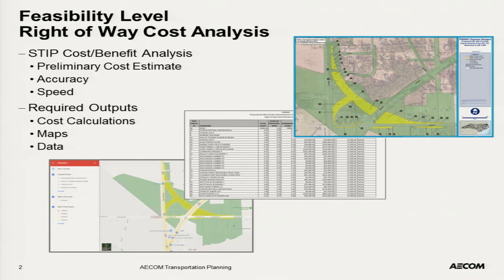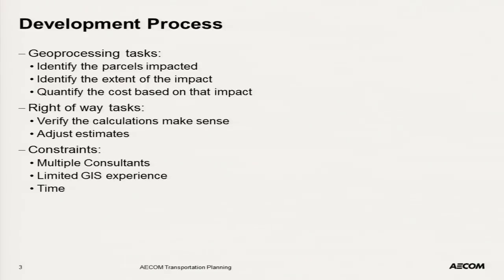So we asked if we could assist with that, and that's when we started on the right-of-way tool project. We knew that we were going to need to return to them the cost calculations, maps, and then data to back up what we had performed. From a geoprocessing level, a lot of the tasks are pretty basic. You need to identify what the right-of-way impacts are, identify the amount of that impact on the property, and quantify it in terms of a dollar amount as to how much you're going to have to pay the property owner in order to acquire that land.